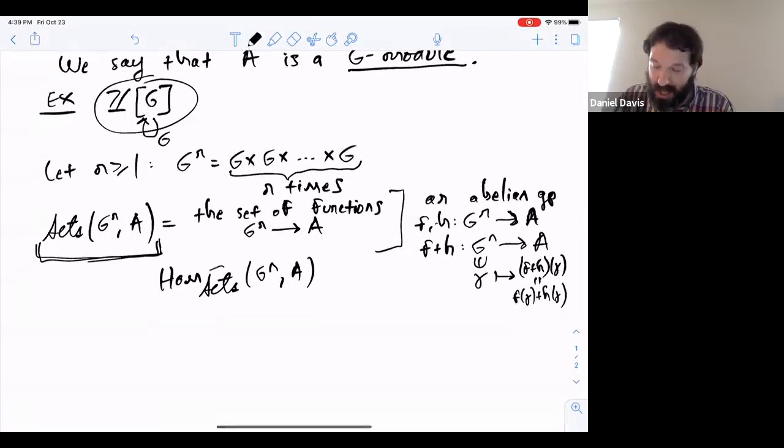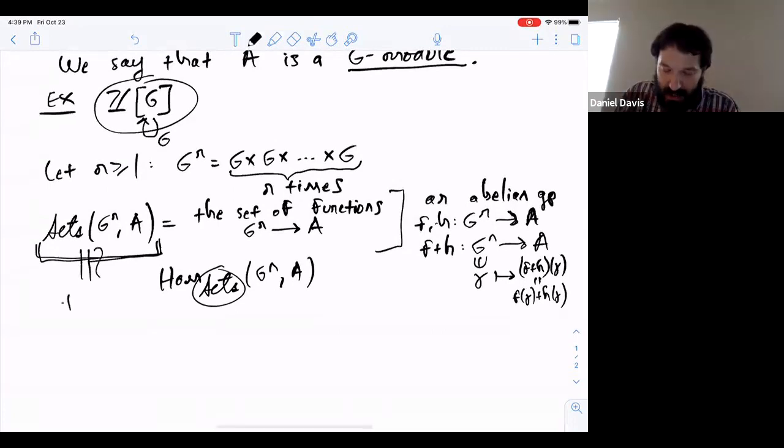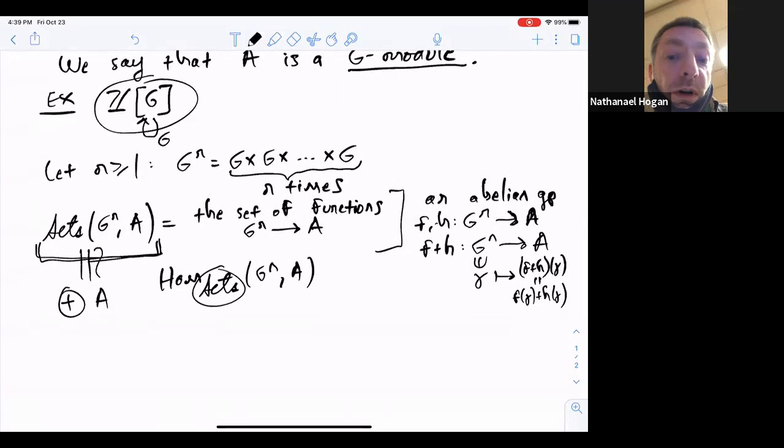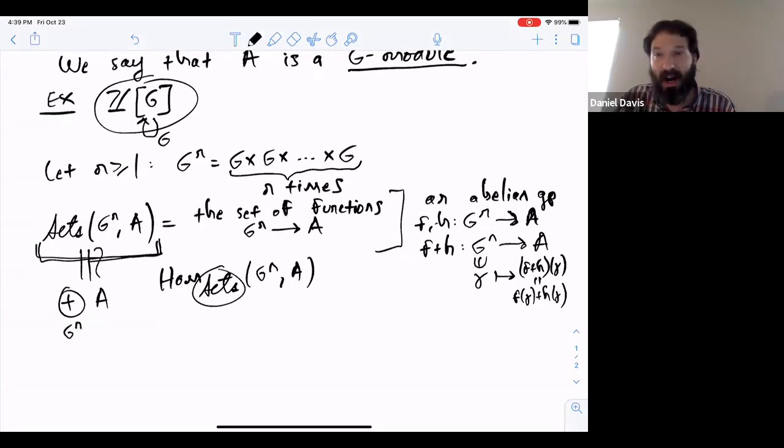Yeah. So it is Hom in the category of sets, and one other thing I can say about this is another great way to view this is, as an abelian group, it's a direct sum of copies of A, where the indexing set is all of the elements in G^n. So it's a direct sum.